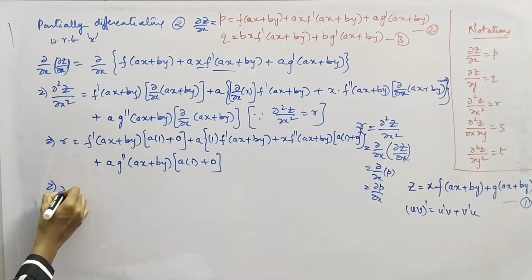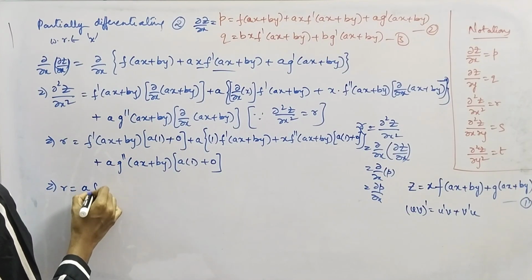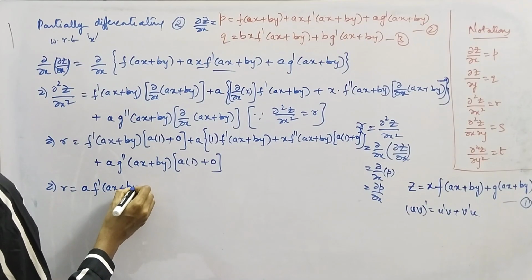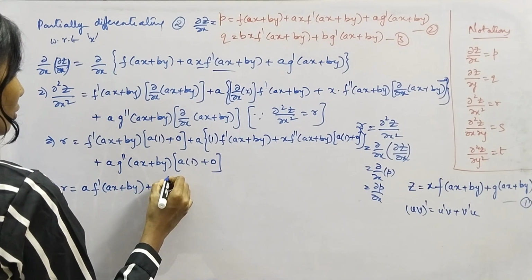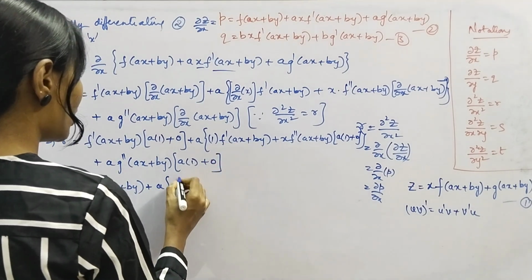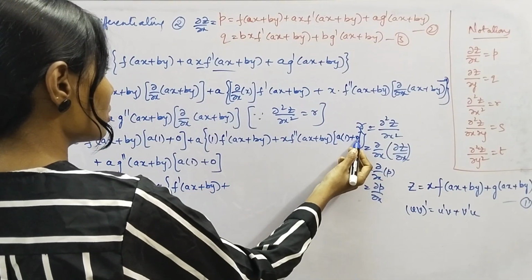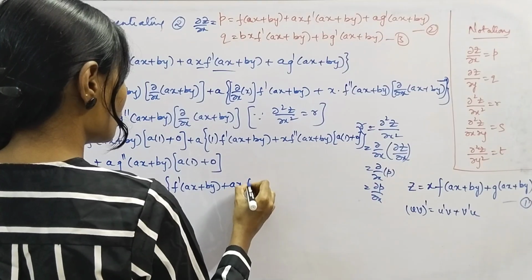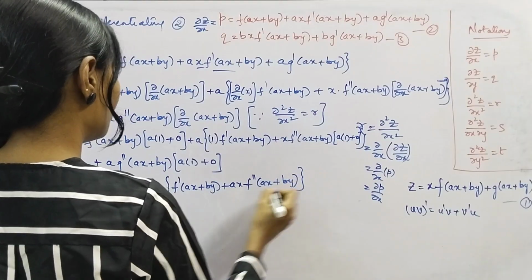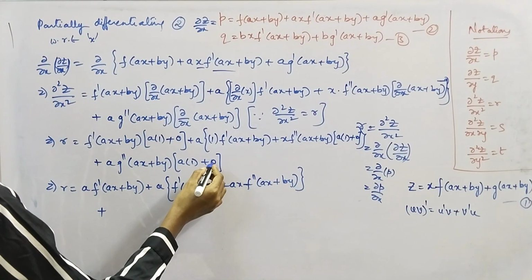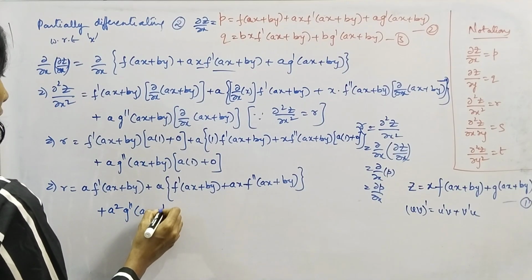That gives us r equal to a into 1 a plus 0, a into f dash, that is a f dash of ax plus by, plus a times 1 into f dash, which is nothing but f dash of ax plus by, right? Plus a into 1 a plus 0, a into x, ax into f double dash of ax plus by, plus a into 1 a plus 0, a into a square g double dash of ax plus by.